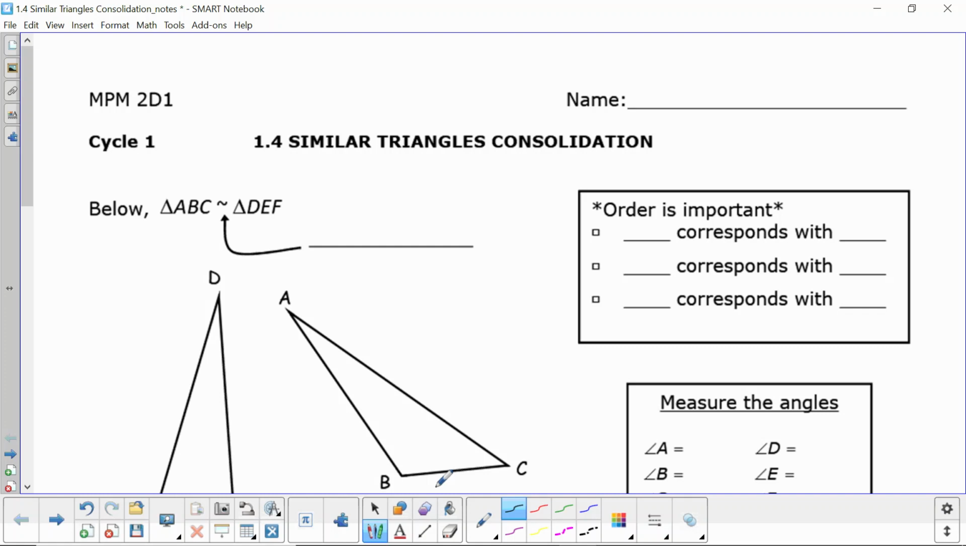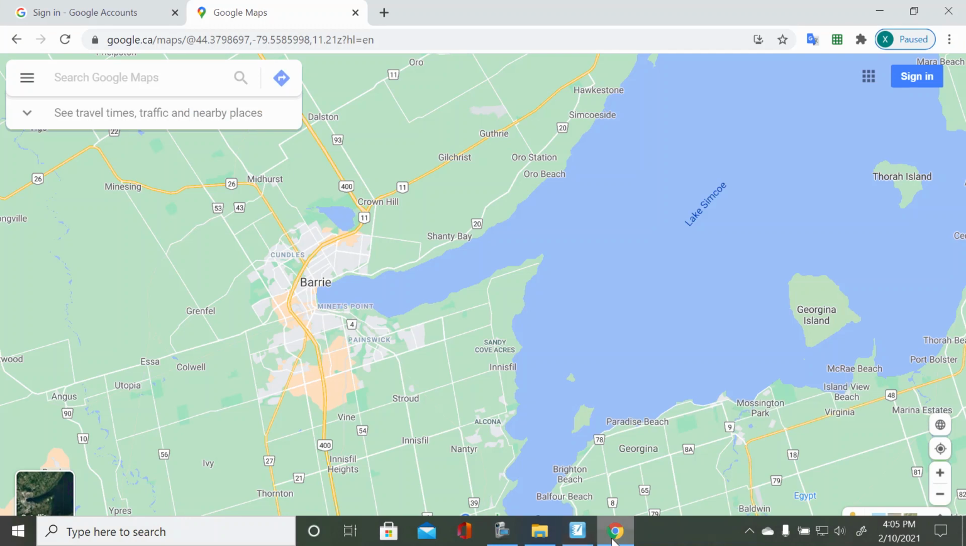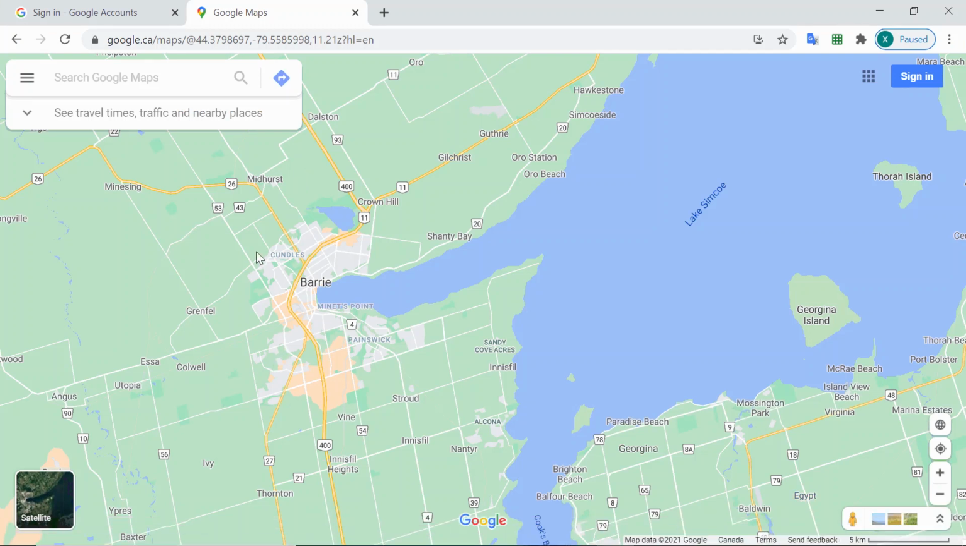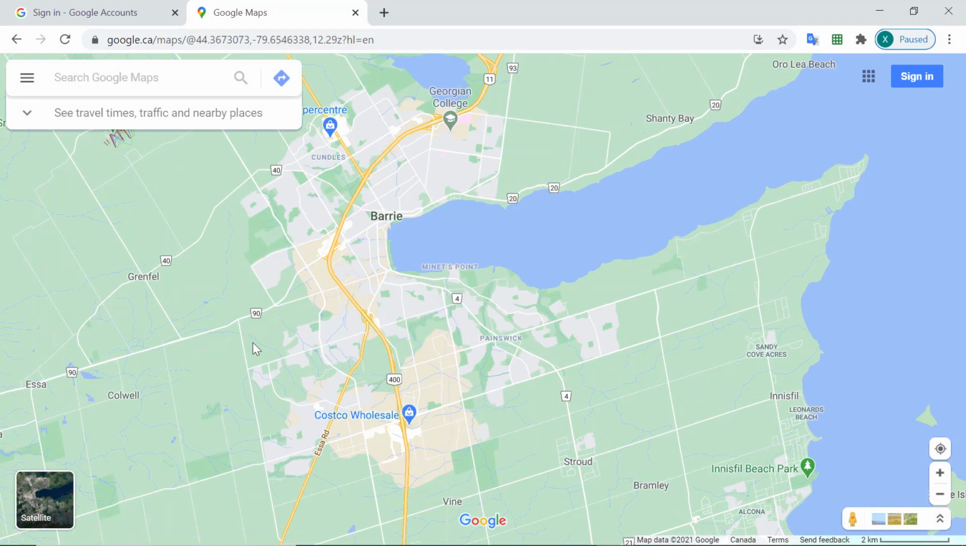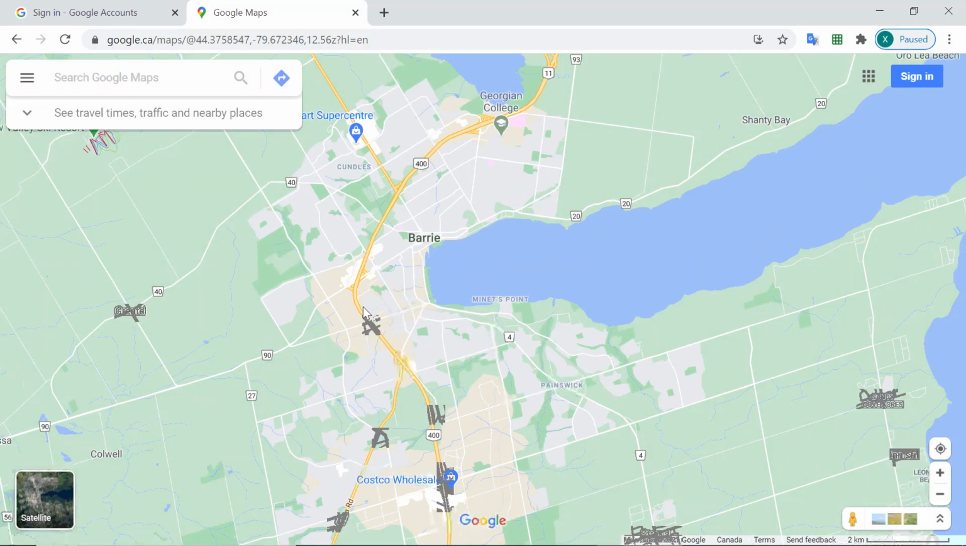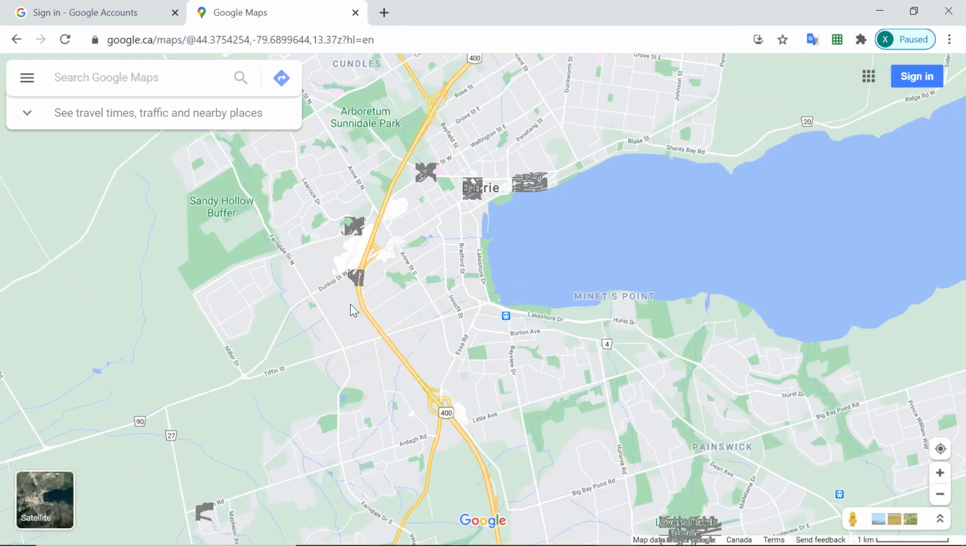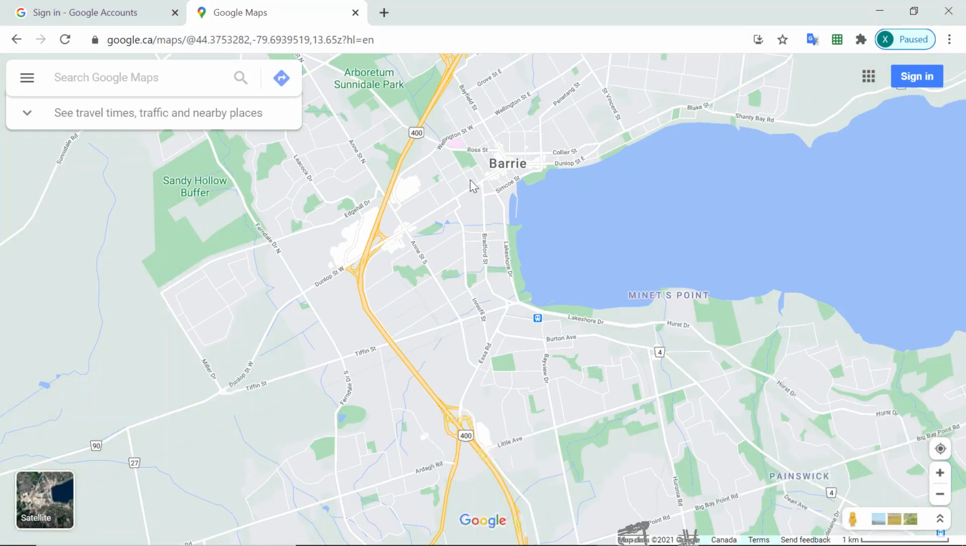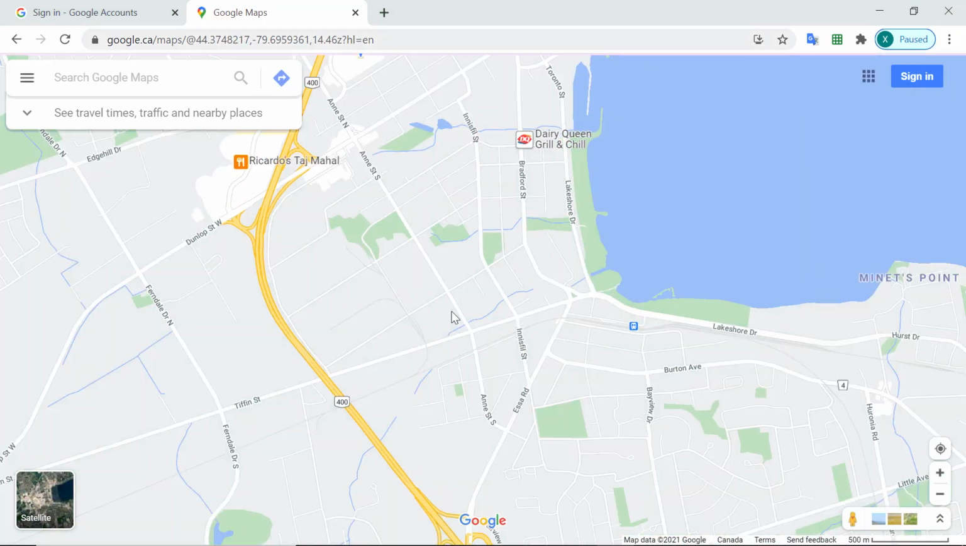So today's lesson we are going to study similar triangles. The reason we want to study similar triangles is that in real life you see, this is on Google Map, and this is the city of Barrie. We can zoom out, zoom in, and it doesn't matter how we zoom, the shapes are the same, just the size will be different.